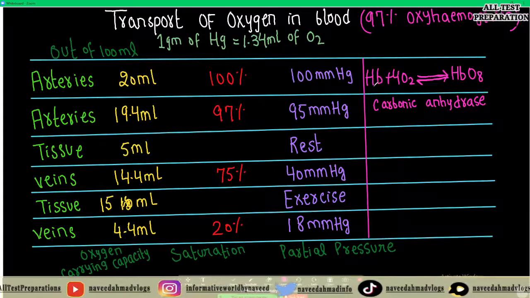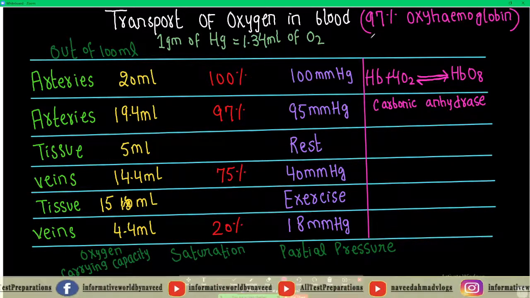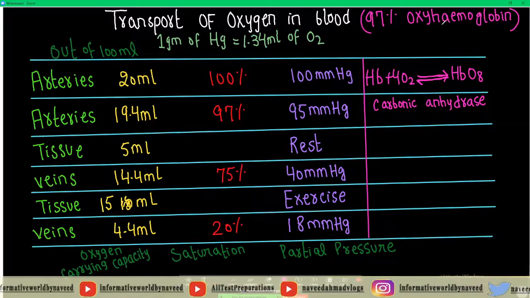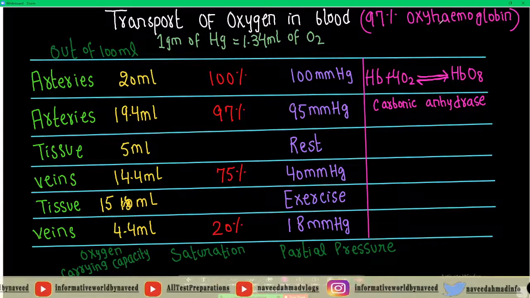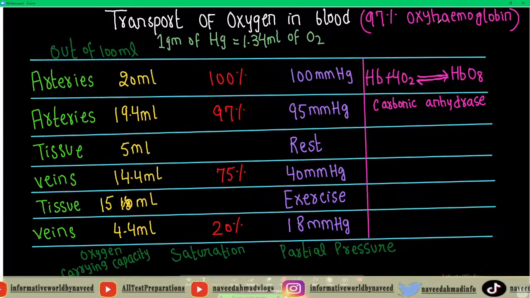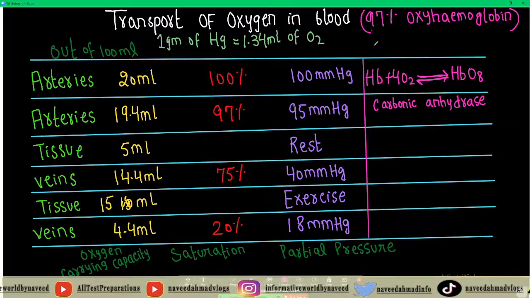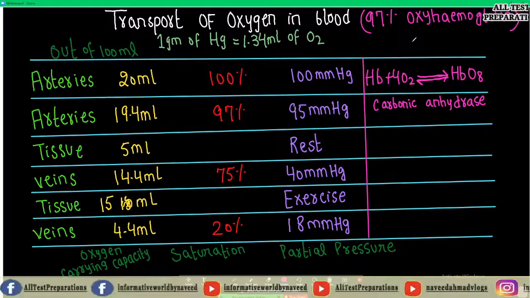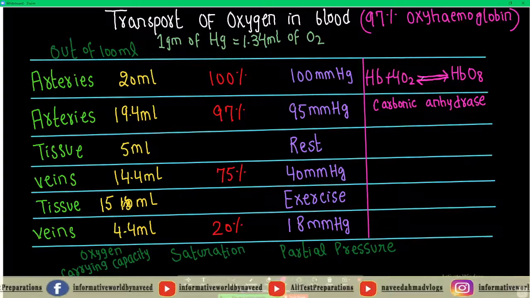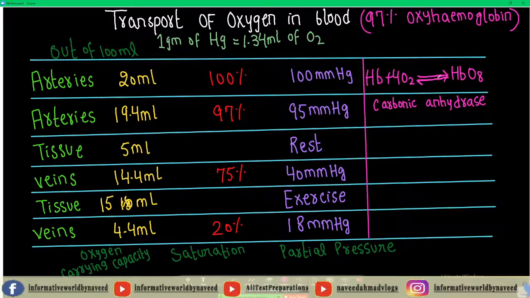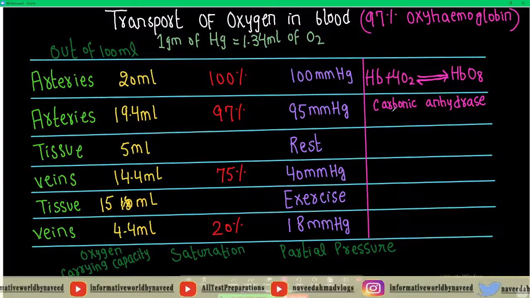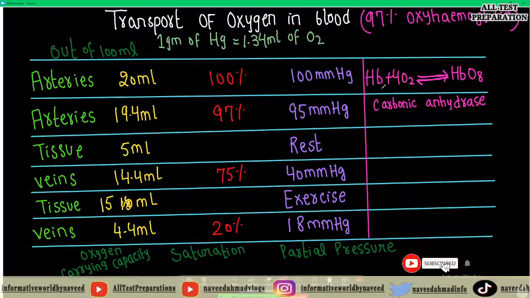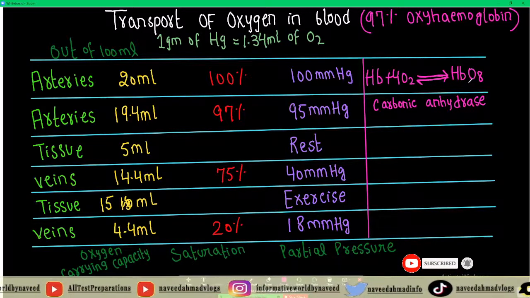Oxygen carrying capacity: 97% of oxygen is carried by the blood as oxyhemoglobin, while 3% is transported as dissolved oxygen in plasma. We will also draw the flowchart of dissolved oxygen in plasma, and this is the flowchart of the 97% of oxygen which is transported in the blood as oxyhemoglobin. Oxygen binds with hemoglobin and forms oxyhemoglobin. This reaction is reversible, and the enzyme used in this reaction is carbonic anhydrase, through which hemoglobin can react with oxygen to form oxyhemoglobin.